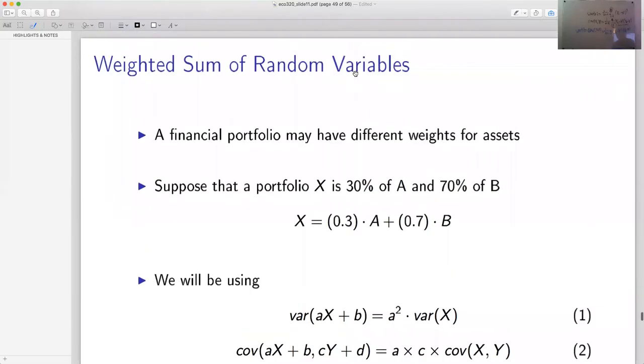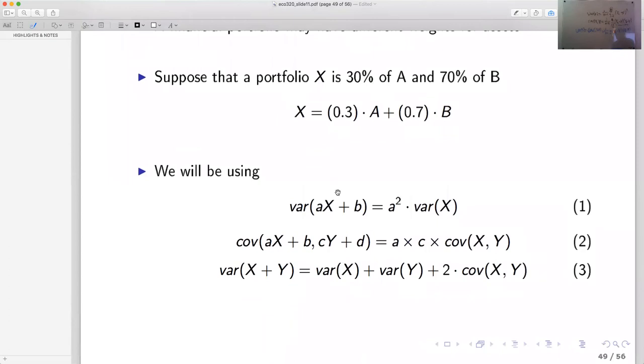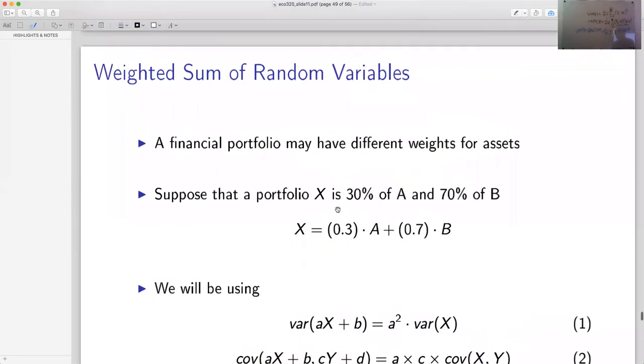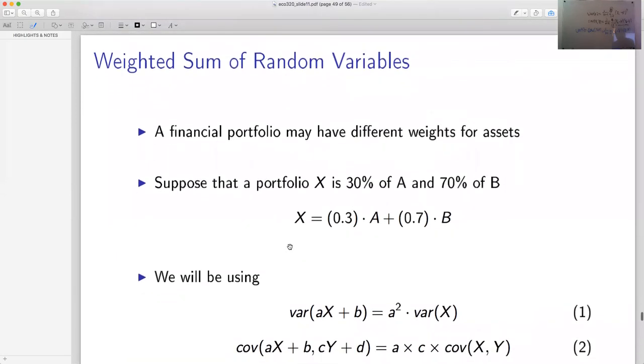The later part of this I'm going to skip because it focuses more heavily on financial diversification and the financial portfolio. I just added it for your information, for those who are interested in more financial topics and why covariance and correlations are important.